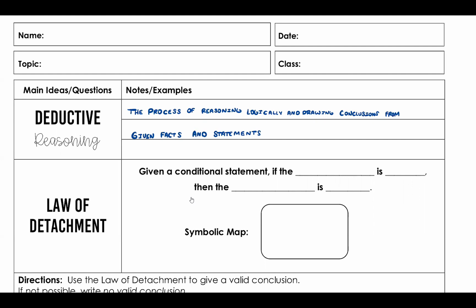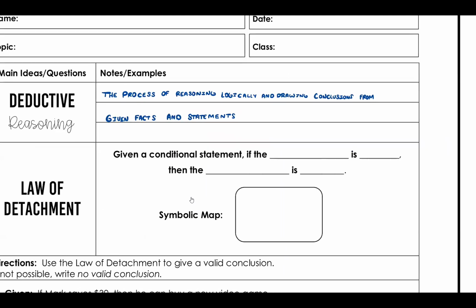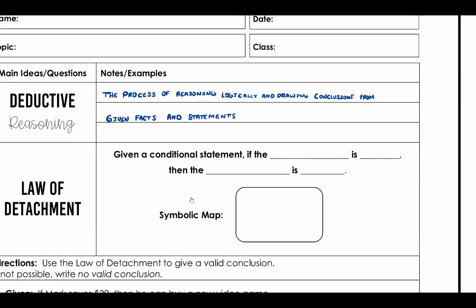The first law we're going to talk about is the law of detachment. And it's a conditional statement. If my hypothesis is true, then the conclusion is true. If my hypothesis is true, then my conclusion is true.